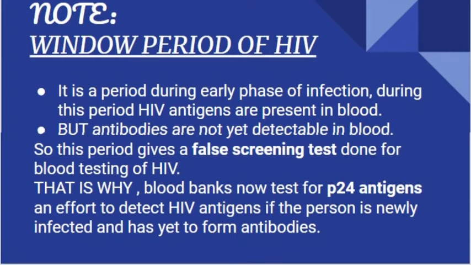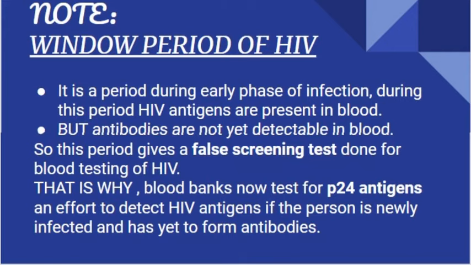An important note. Window period of HIV. It is a period during early phase of infection. During this period, only HIV antigens are present in blood. Serological conversion has not yet occurred, antibodies are not formed. So antibodies are not detectable in blood. During this period, if a screening test is done for antibodies, it will give a false test report.